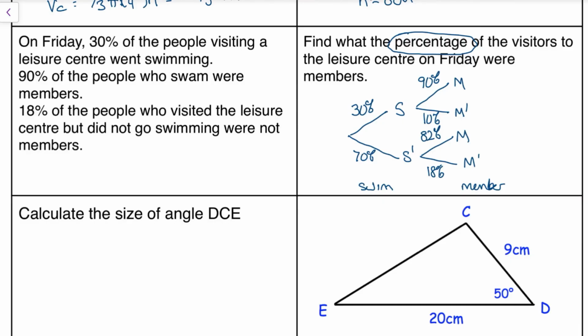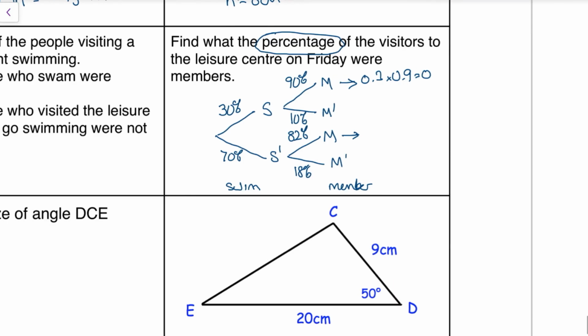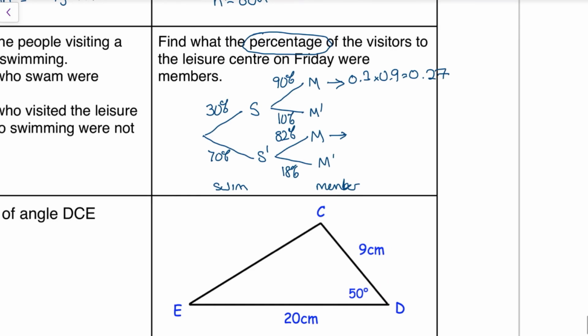Then what does it want me to do? It says find out what percentage of the visitors to the leisure centre were members. So members are going to be these people here plus these people here, i.e. swimmers who are members and non-swimmers who are members, which is going to be 0.3 times 0.9, which is 0.27, or 0.7 times 0.82. I can't pretend I know what that is, so let's use my calculator: 0.7 times 0.82 is 0.574.